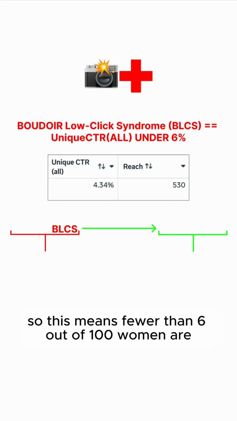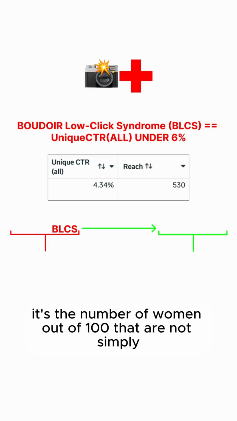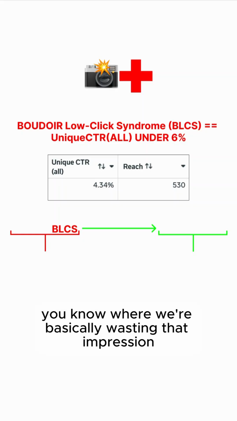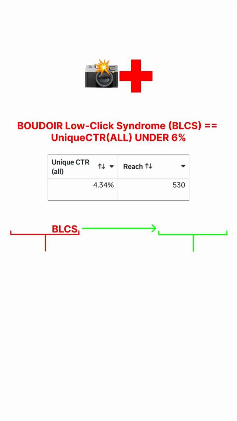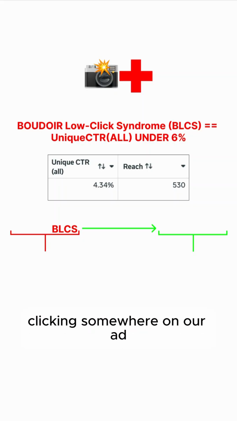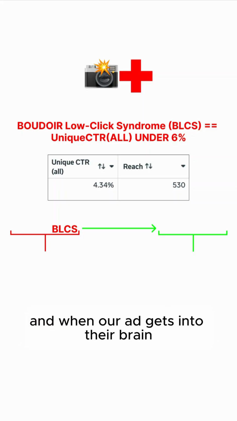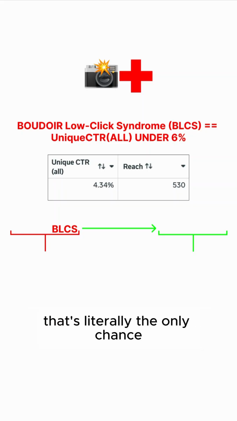So, this means fewer than 6 out of 100 women are clicking somewhere on our ad, aka it's the number of women out of 100 that are not simply scrolling right on by, where we're basically wasting that impression. And we care about the number of women out of 100 clicking somewhere on our ad because then we know our ad got into their brain. And when our ad gets into their brain, that's literally the only chance we have at them buying from us.